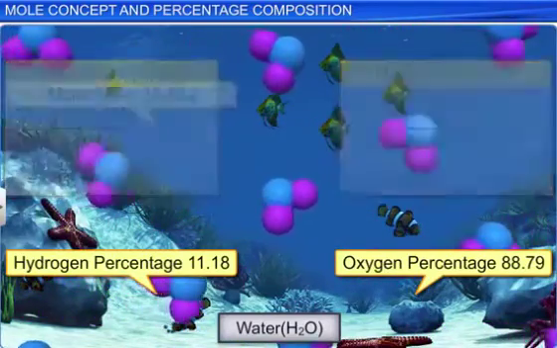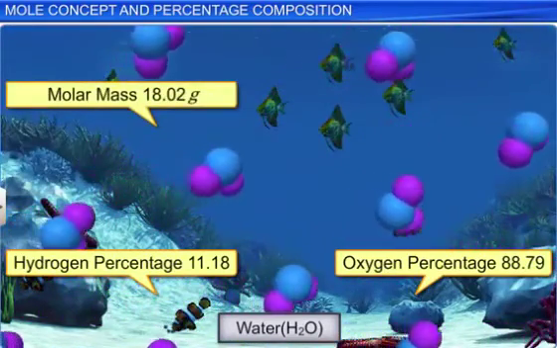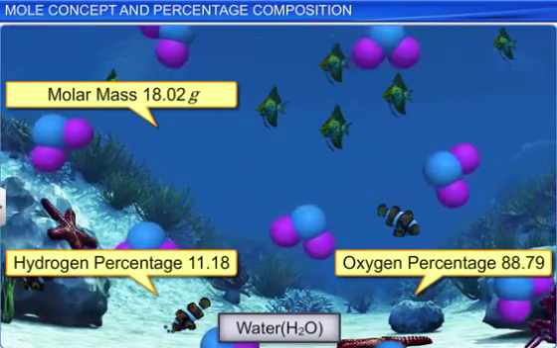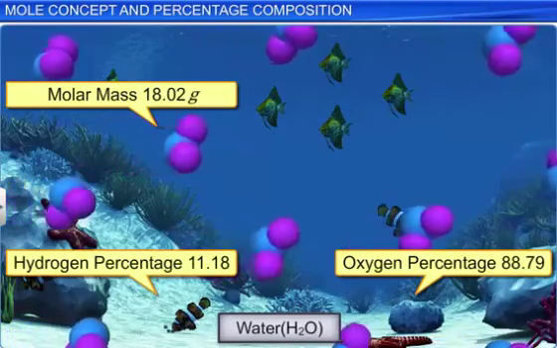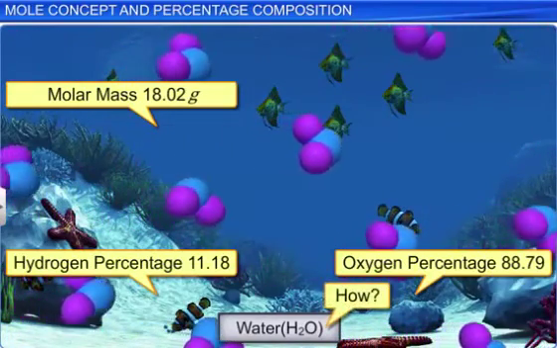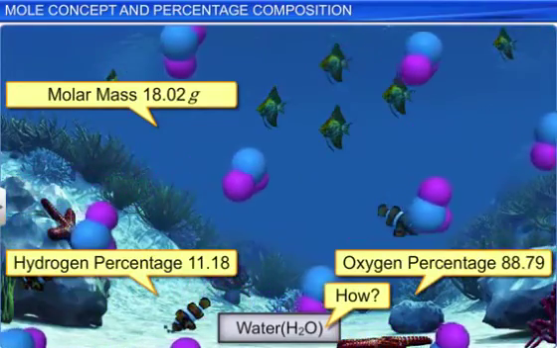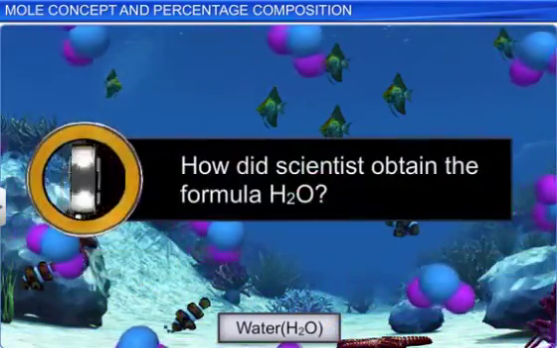Molar mass and percentage composition help us understand the quantitative data associated with a chemical compound. But how does one arrive at the chemical formula of a compound? In other words, how did scientists obtain the formula H2O?